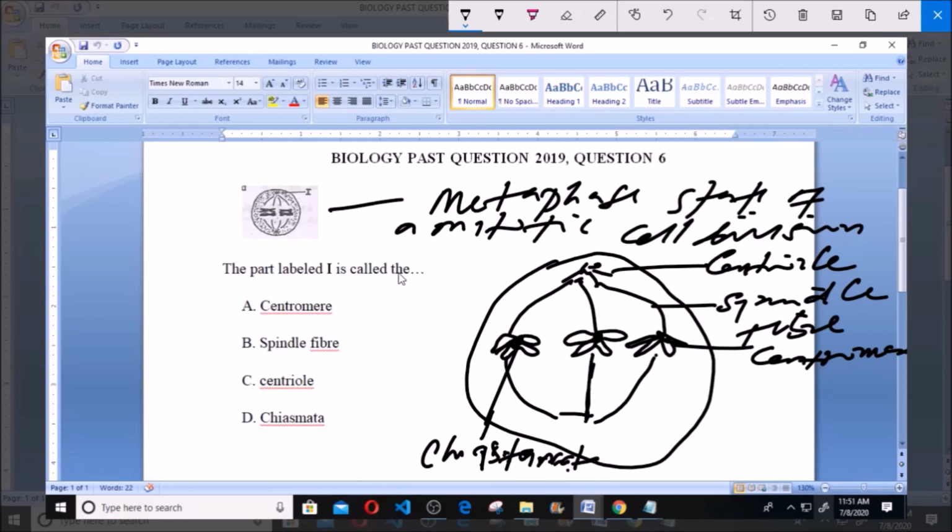I'm sure with this little description, you agree with me that the answer to this particular question is C, central, because the central is located at the top, at the poles of this particular diagram.